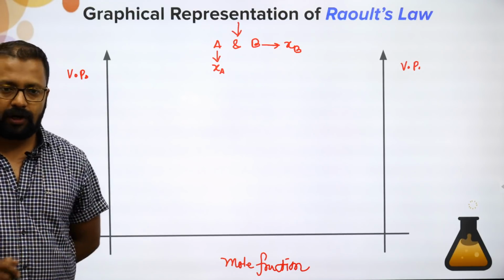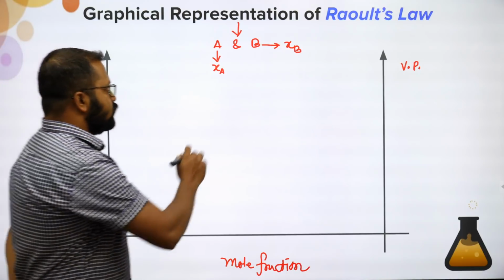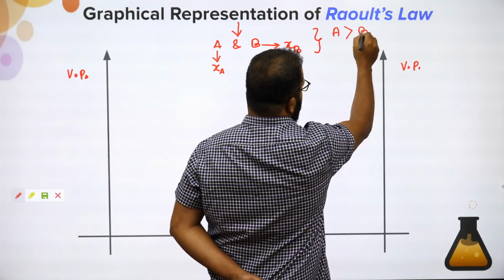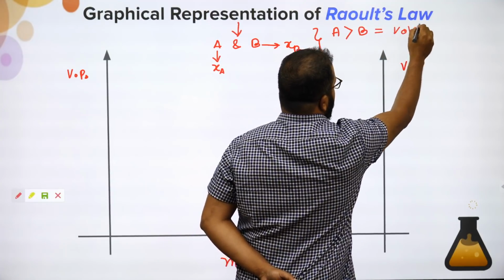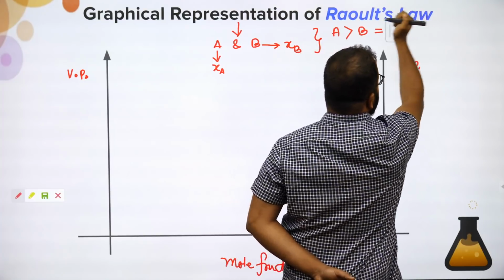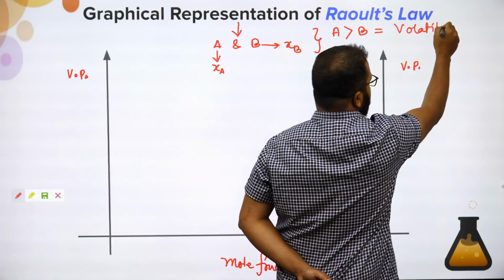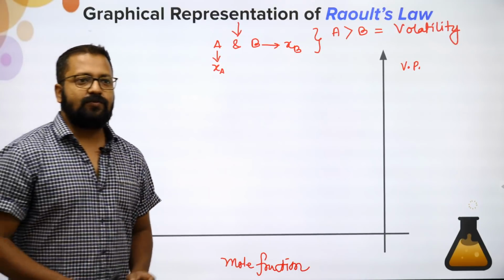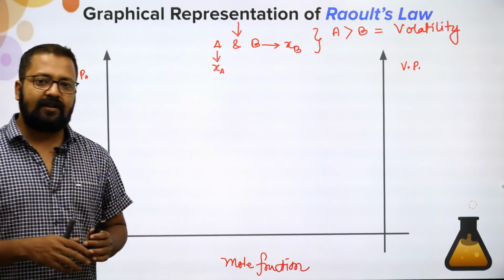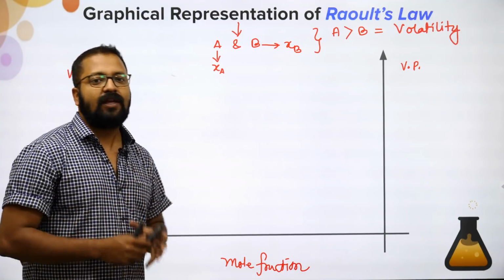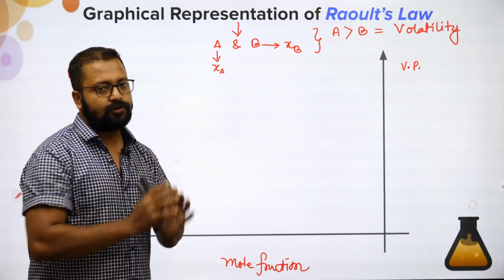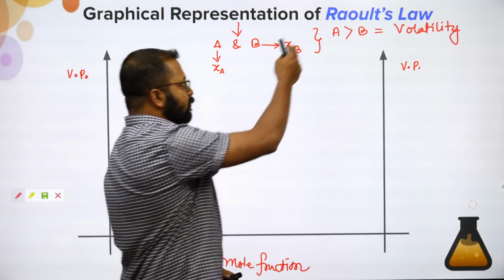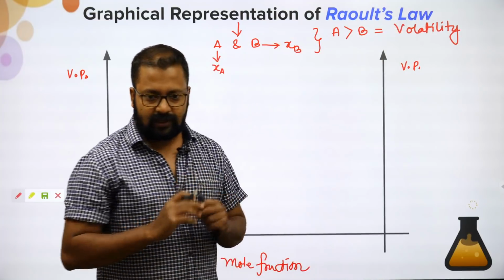Now it is very important to know whose vapor pressure is higher. So I will give you additional information that A is more volatile. This is the order of volatility: A is more volatile than B. If A is more volatile than B, can we say that the vapor pressure of A will be higher than B? That means if I take pure solvent A, then A will evaporate faster and create more vapors, and B will create fewer vapors, isn't it?